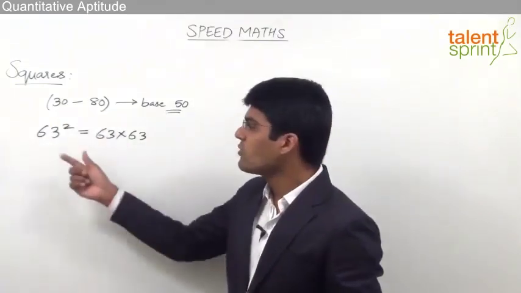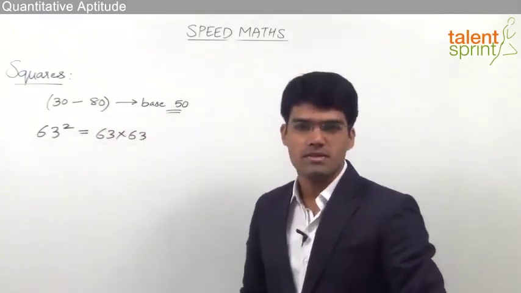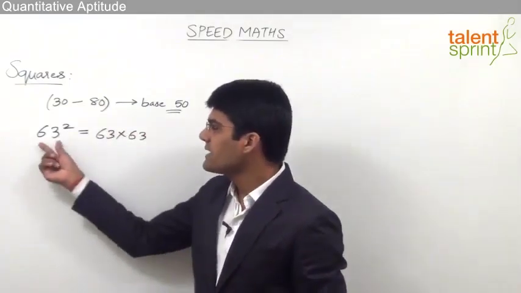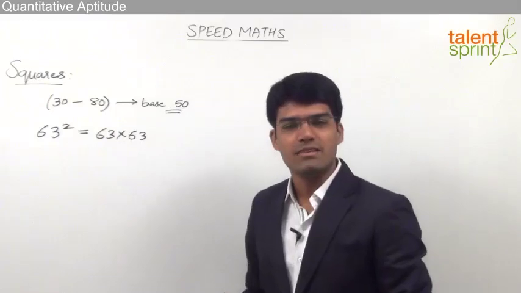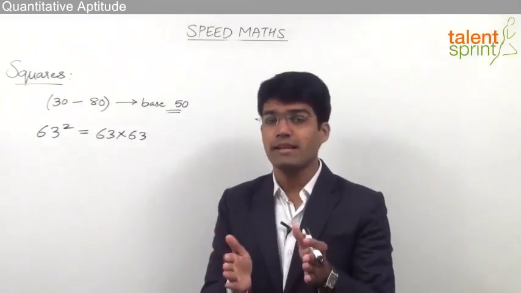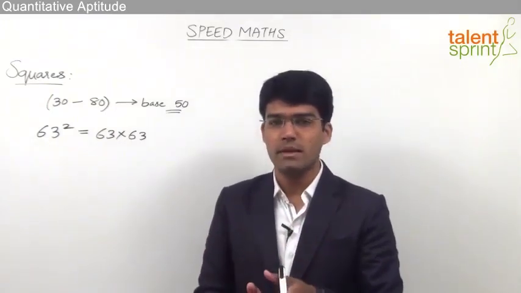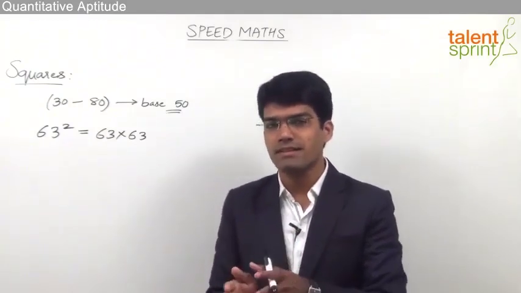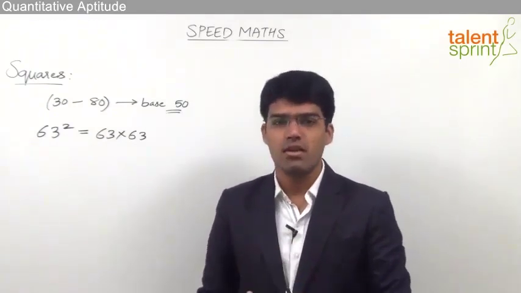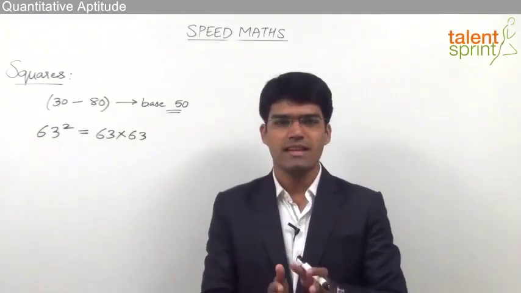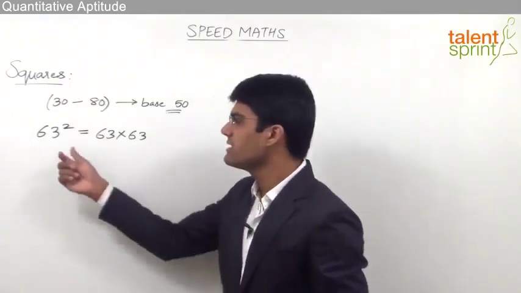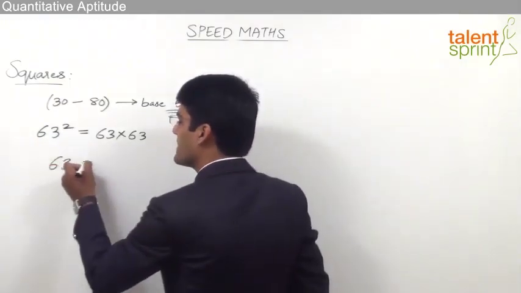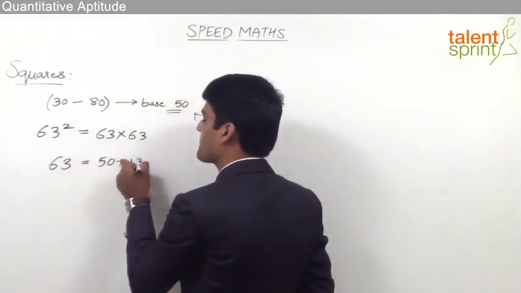So let us now understand how to find out 63 square based on the base of 50. 63, as you can see here, is between 30 and 80. So how do we split 63? It should be taken as 50 plus 13. Remember, it should be taken as 50 plus 13 but not 60 plus 3. Every number between 30 and 80 has to be taken as 50 plus x. So 63 here can be taken as 50 plus 13.